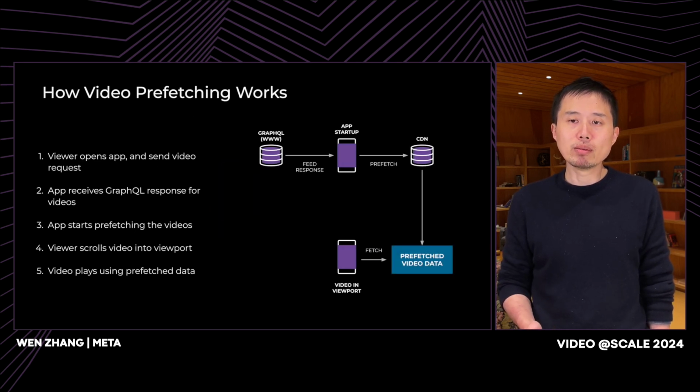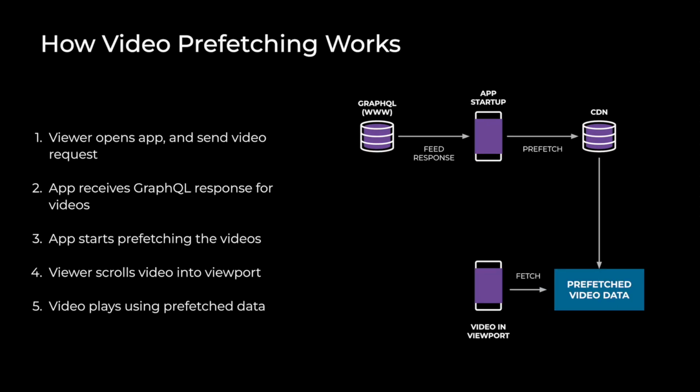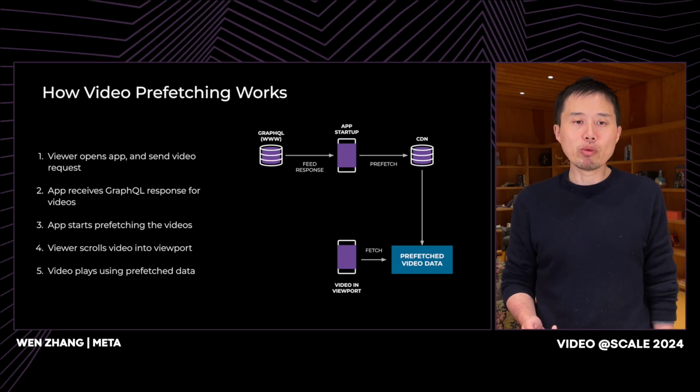This diagram introduces how video prefetch works. First of all, users will open our app and send a video request. Then the app receives the response for videos, and it will start prefetching the video chunks. And the viewer will scroll videos into the viewport and start playing them with those prefetched data.